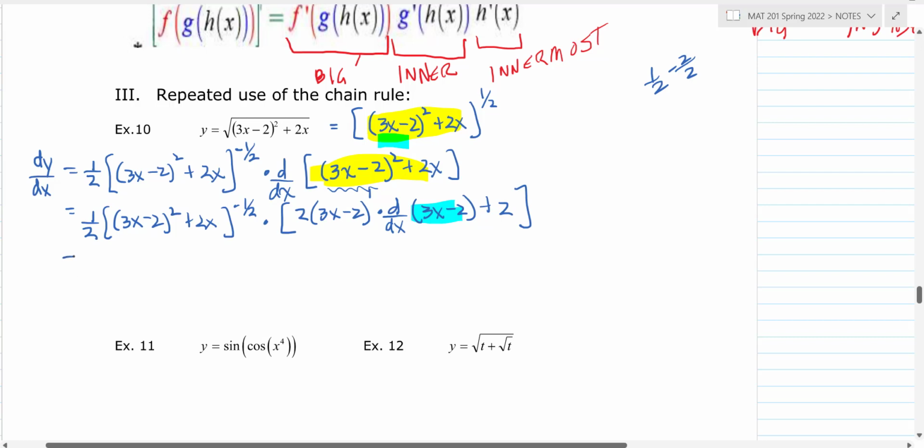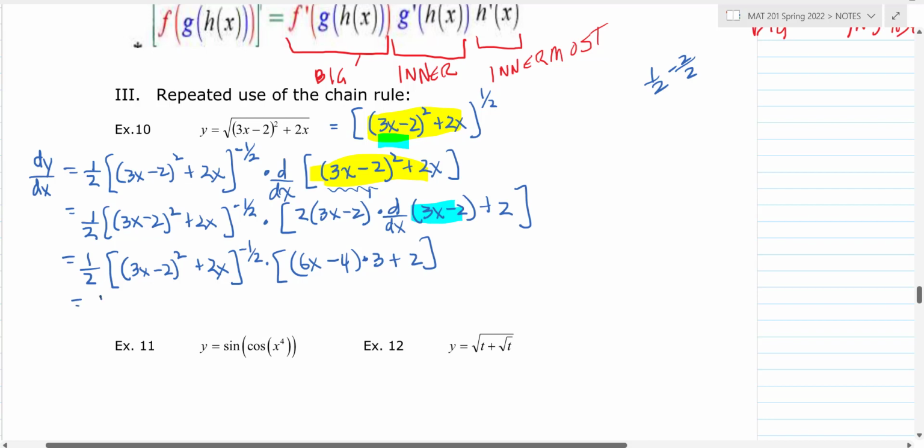All right, so we'll bring this down. We have 1/2 times (3x minus 2) to the second power plus 2x to the negative 1/2 power. And then from here, we could go ahead and multiply this out, or we could leave it in factor form. I'm going to multiply that out to get 6x minus 4. Then the derivative of 3x minus 2 is going to be 3, and then bring down the 2. So at this phase right here, we have completed the derivative of that function.